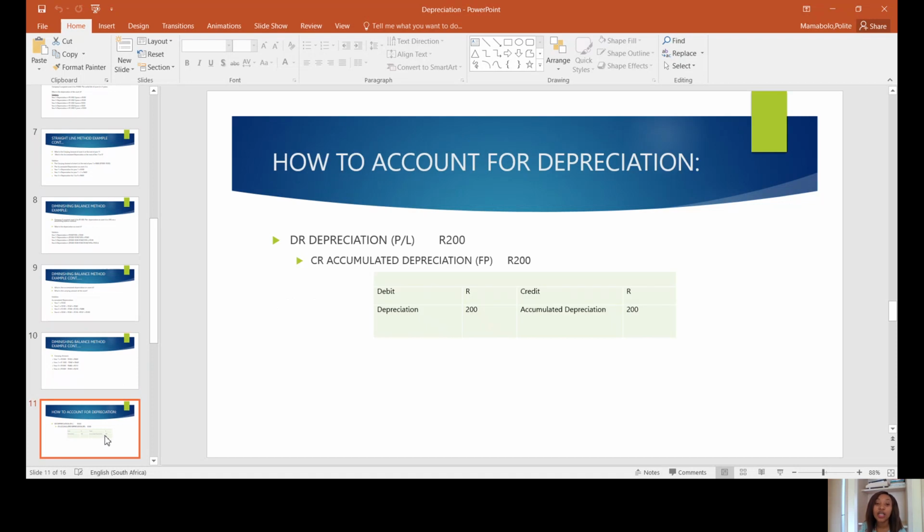So how then do we account for depreciation? Depreciation is an expense and it goes through the income statement. So we debit our depreciation and we credit our accumulated depreciation. So at the end of year 1, we'll say debit depreciation and then credit our accumulated depreciation.